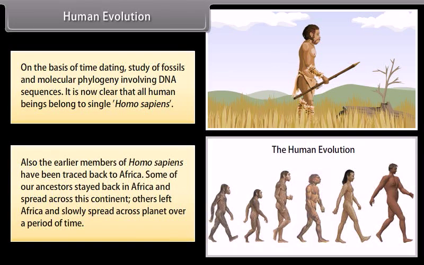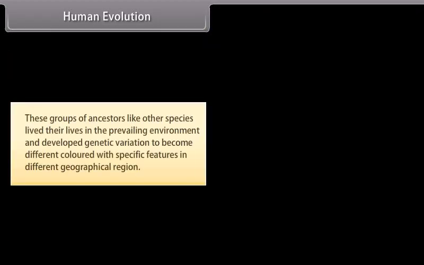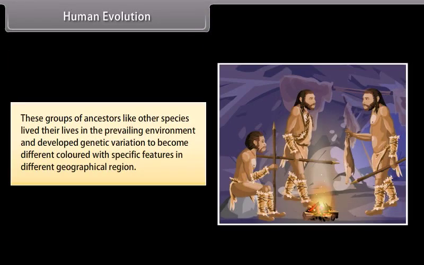Also, the earlier members of Homo sapiens have been traced back to Africa. Some of our ancestors stayed back in Africa and spread across this continent. Others left Africa and slowly spread across the planet over a period of time. These groups of ancestors, like other species, lived their lives in the prevailing environment and developed genetic variation to become differently colored with specific features in different geographical regions.